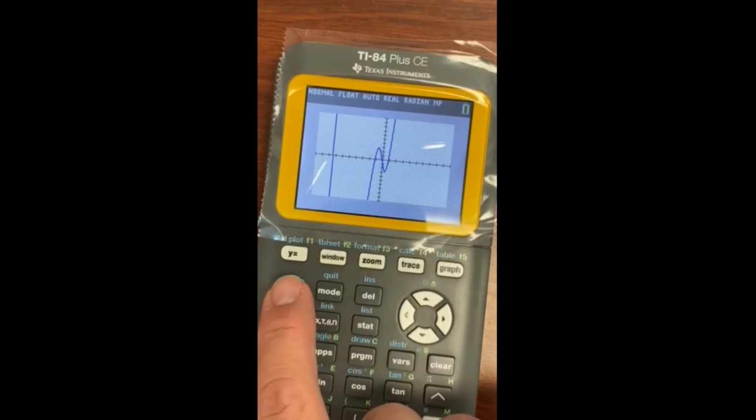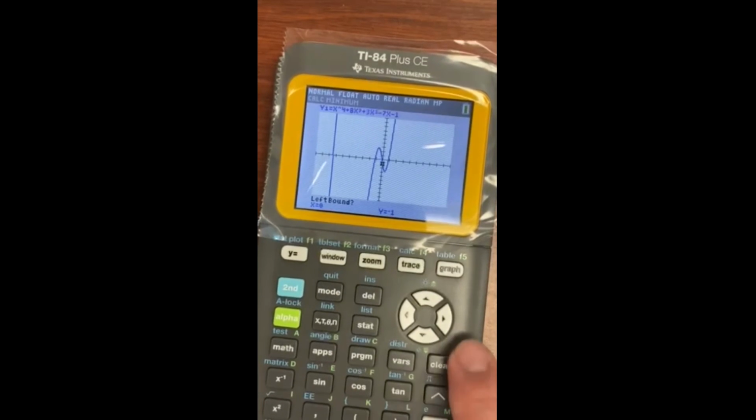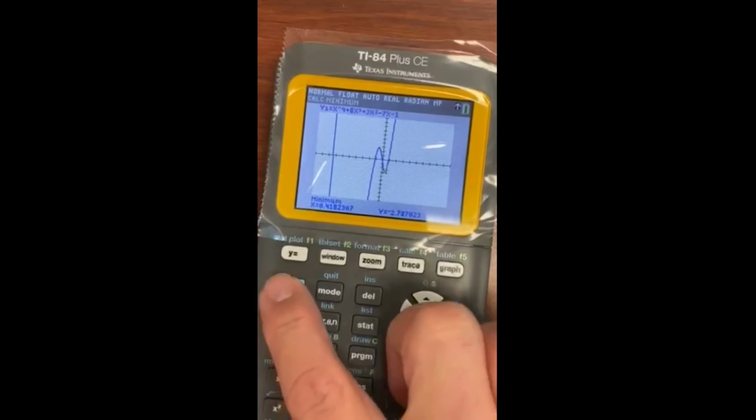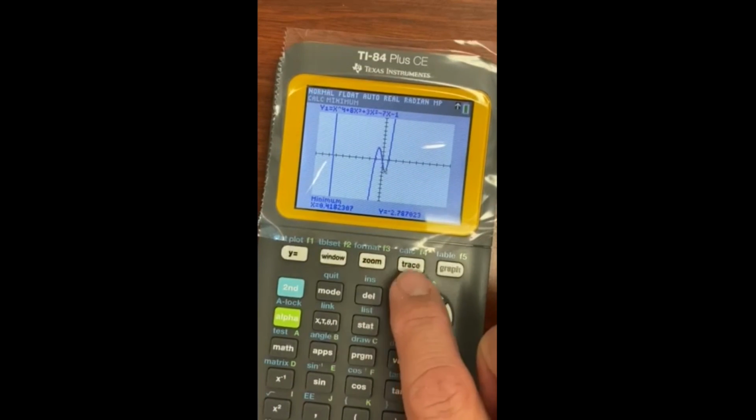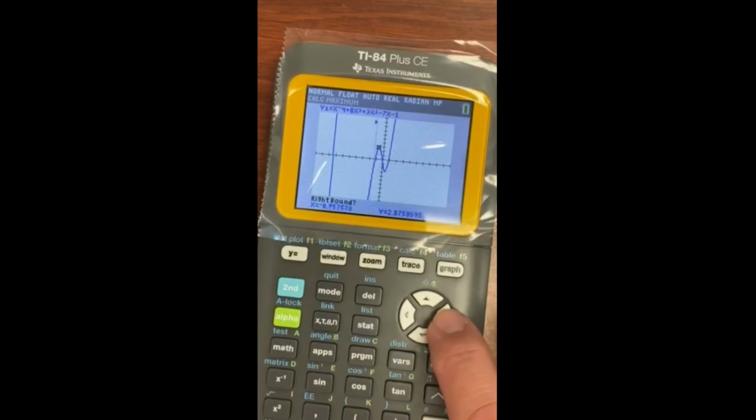So I'm gonna type in second trace. Let's go for the other minimum. There you go. Enter, enter, enter, and that's the minimum. So there are 2 minimums here, and for you to get the maximum, second trace, maximum this time, you're gonna go left bound, enter, right bound, enter, enter. That's my maximum. All right.